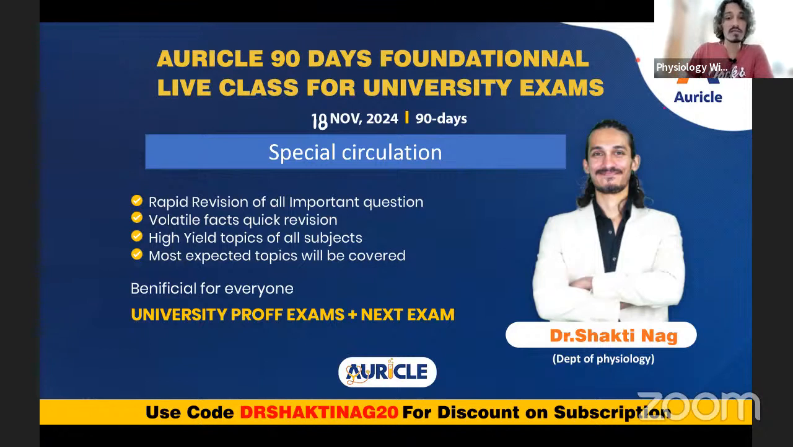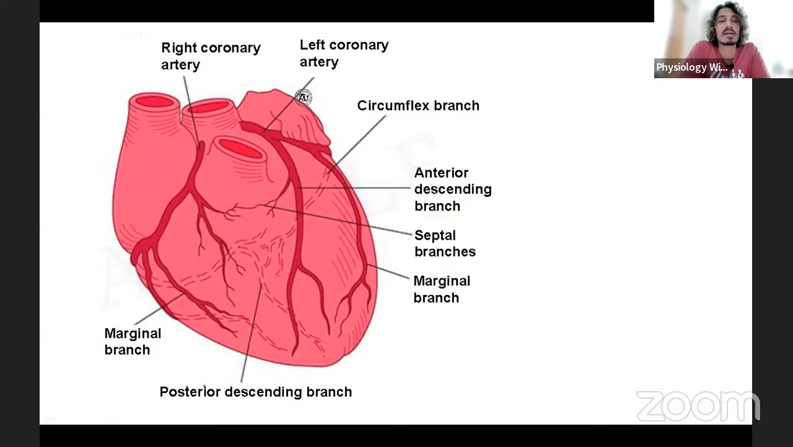Okay, so we'll start off with your coronary circulation. If you look at the coronary circulation, the heart by itself cannot utilize, unlike the lower animals, the blood which is there inside the heart. So it needs a specialized system for its circulatory requirements.